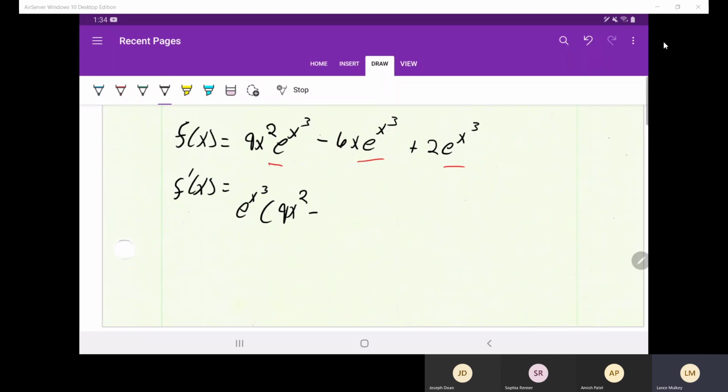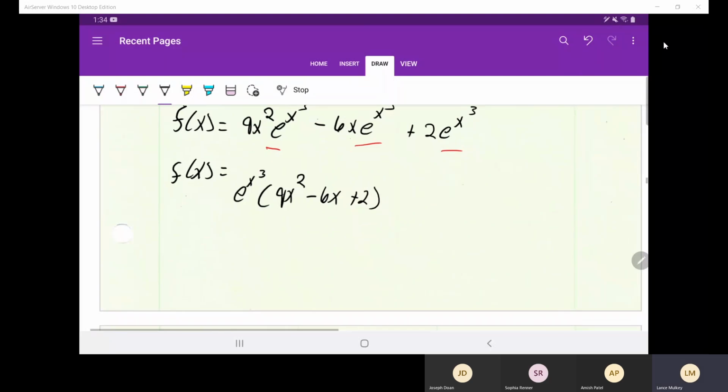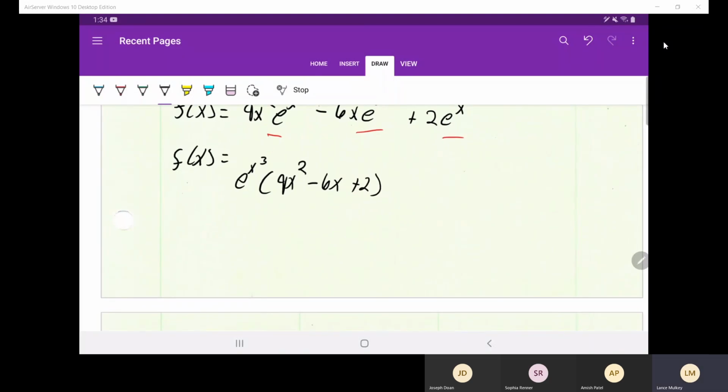Simplify always before you solve a problem if you can. Makes your life easier. So now you can use product rule, and it makes your life a lot easier. So u equals e to the x cubed, v equals... What is u prime equal? 3e to the x cubed. Close.